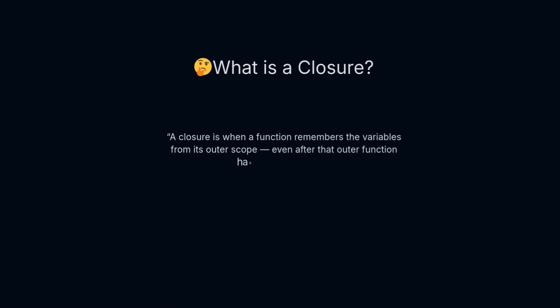What is a closure? A closure is when a function remembers the variables from its outer scope, even after the outer function has finished running. This is the official definition, but let's see this with a very simple closure example.